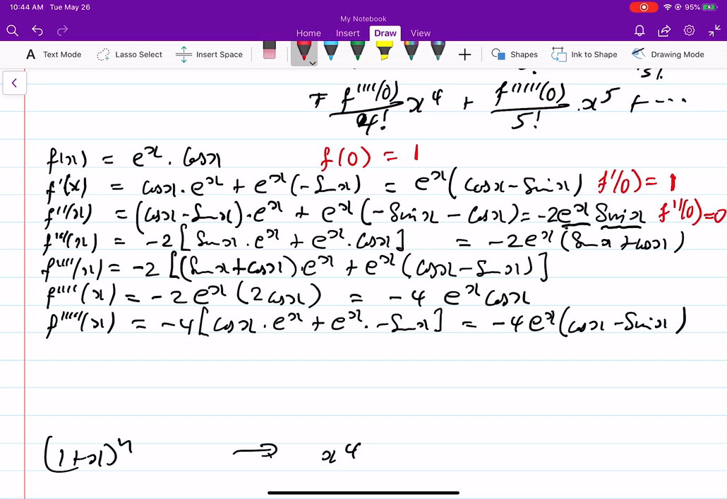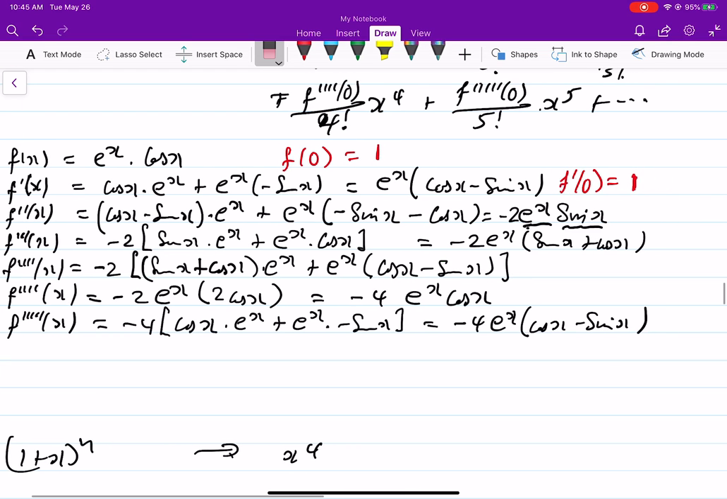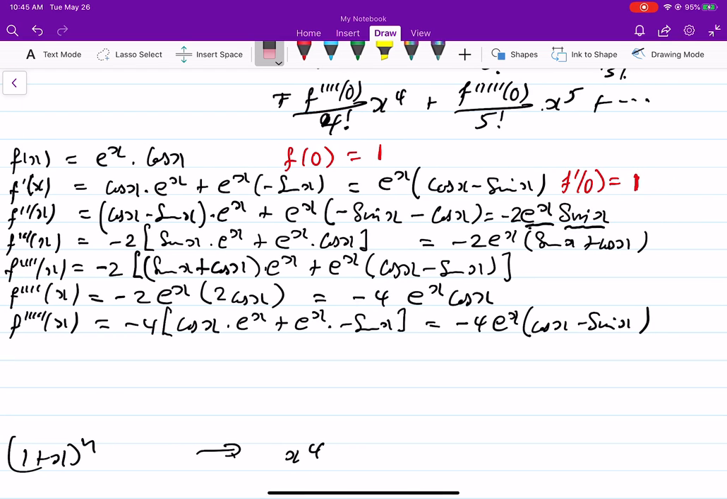Wait a minute, I messed up. No, I'm in the wrong line. Take that out. It was simplified in the next line. I think I have the right thing. F double prime of 0 is 0.